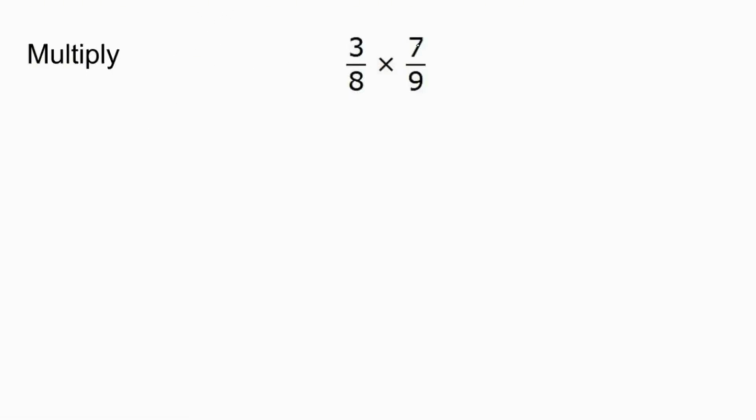Multiply 3/8 times 7 over 9. When multiplying fractions, you multiply the numerators together and the denominators together. So multiply straight across the top. 3 times 7 is 21. And 8 times 9, multiplying across the bottom, is 72.